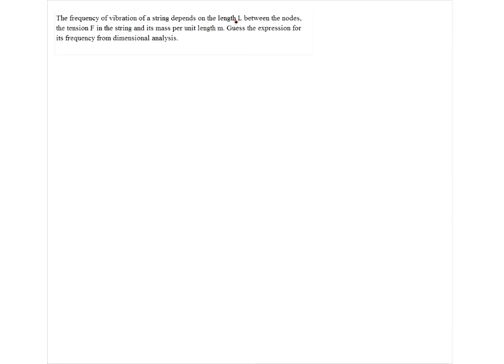K by L, root of F by m. Yes, that is correct. Nu is K by L under root F by m. If you would like this to be discussed on the board, then raise your hand.